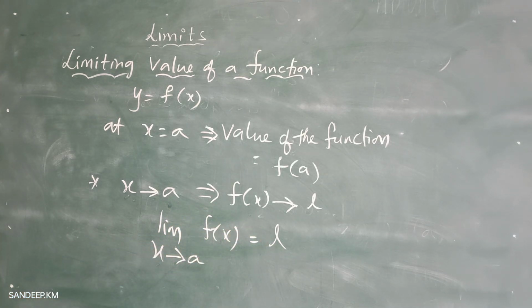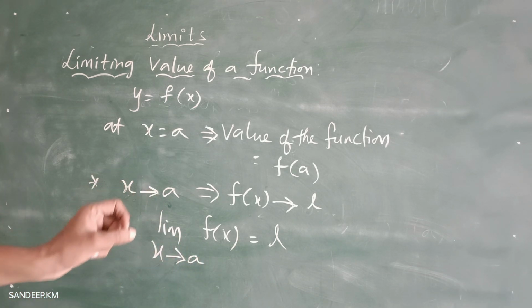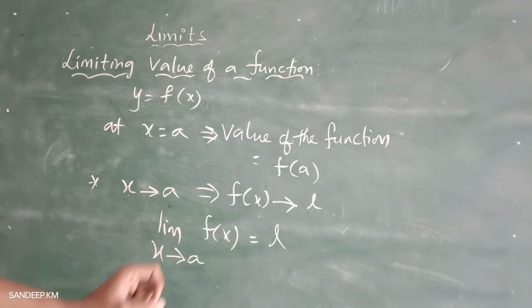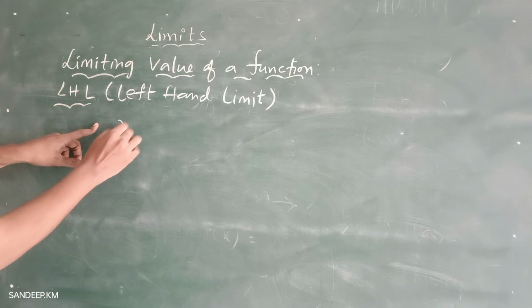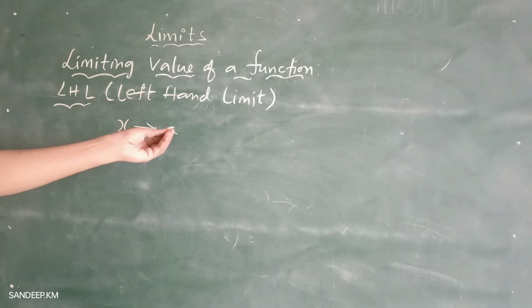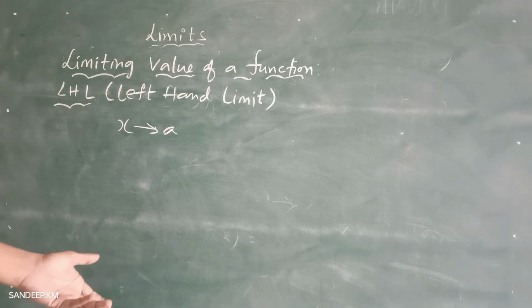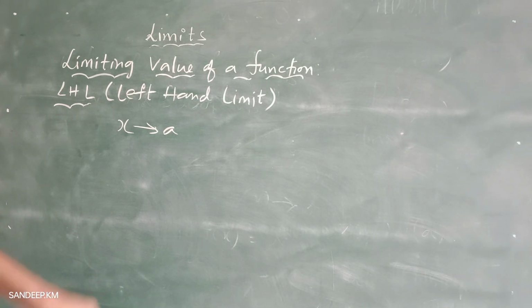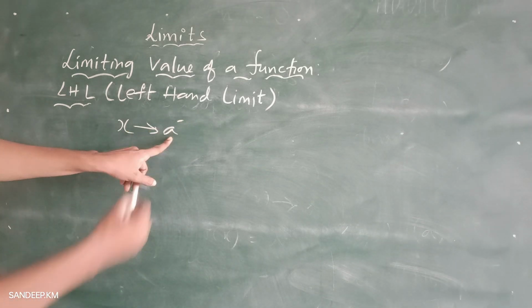To understand exactly when the limiting value of a function exists and when it does not exist, let us talk about left hand limit and right hand limit, LHL and RHL. Let us see what LHL is. Dear students, when I said x is approaching a, x can be a value just lesser than a, or a value just more than a, but we do not know which. So to give more clarity, let us understand that x is approaching a from the left side.